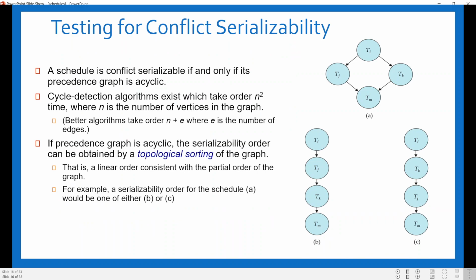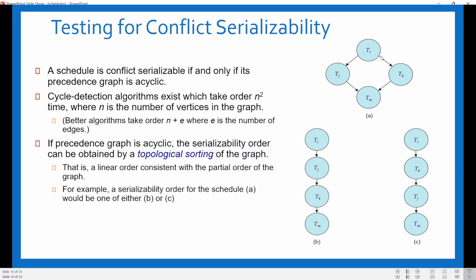Now, how will you test for conflict serializability? If given a schedule of transactions, we can test for conflict serializability by means of a precedence graph. When the transactions are given, we can draw a precedence graph, and if the graph is acyclic, then you can say the schedule is conflict serializable. So by means of the graph, we can test the conflict serializability of a schedule. A schedule is conflict serializable if and only if the precedence graph is acyclic.